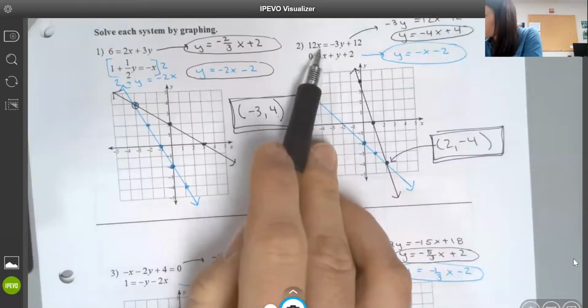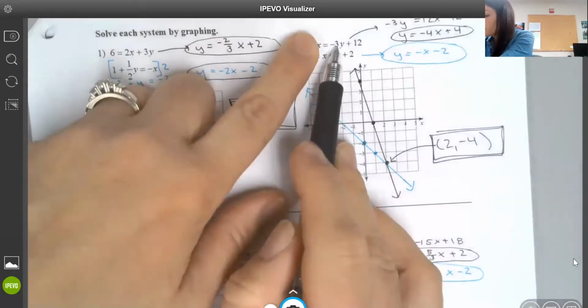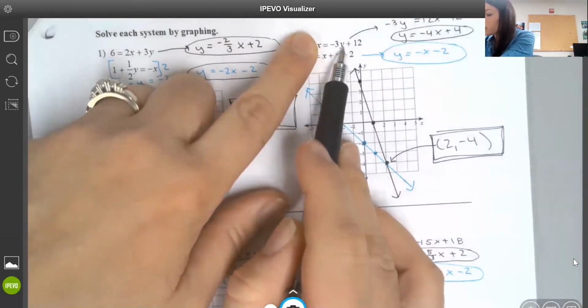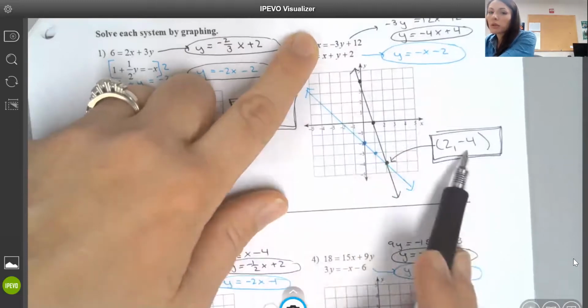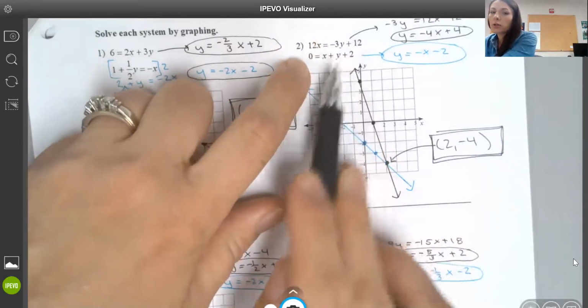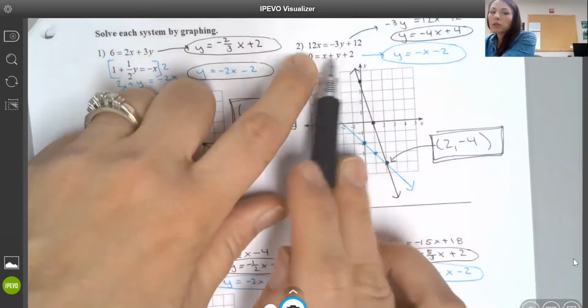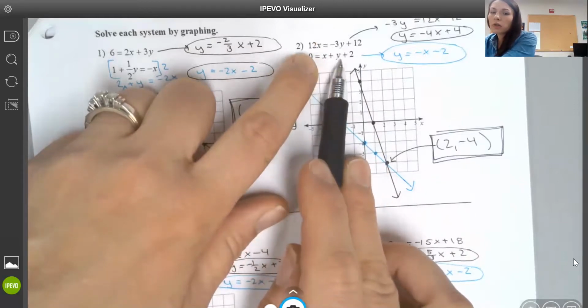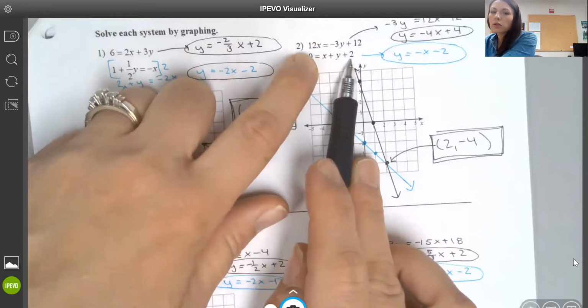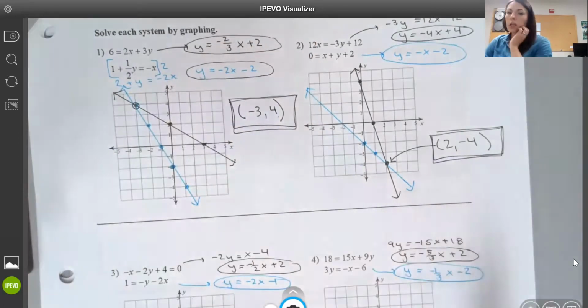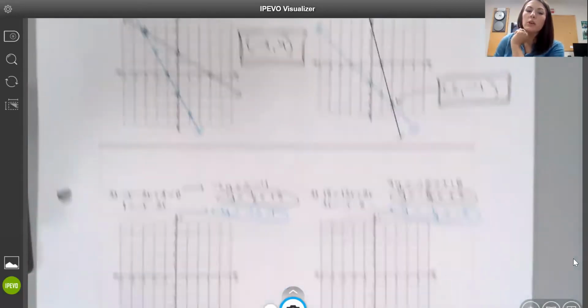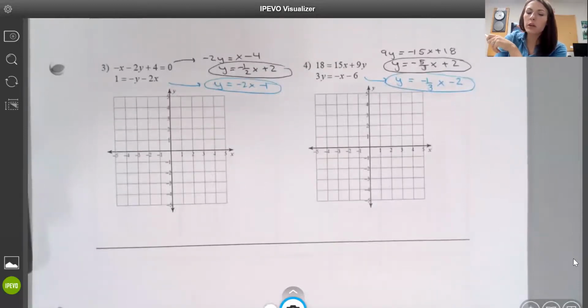So 12 times 2, this would be 24 on this side. This would give me +12, negative times a -4. 12 plus 12 is 24. I feel good about that one. For x, y, 2, so 2 minus 4 is -2, plus 2 is 0, 0, 0. I feel good about that check too. Okay, so now I'm going to give you some time to look at 3 and 4, and we'll compare answers in a minute.